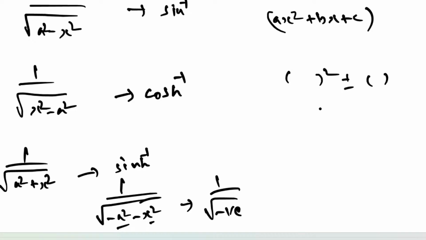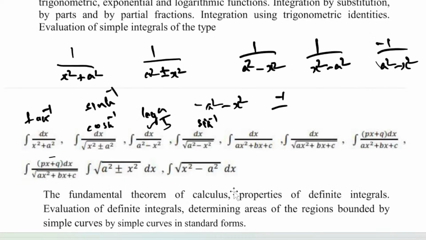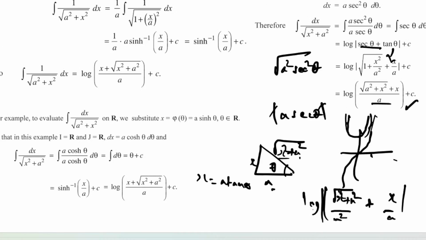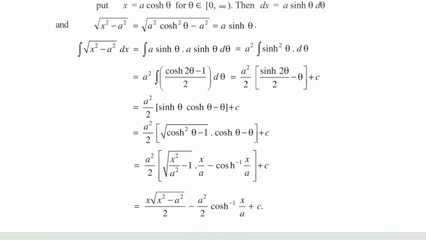Some square plus or minus some constant, right? Because we know the completing the square method. So when you are able to write this as some square plus a constant, that means you are able to rewrite this in the format of either this or this, right? So I'll give you some example. Let me show you some example.